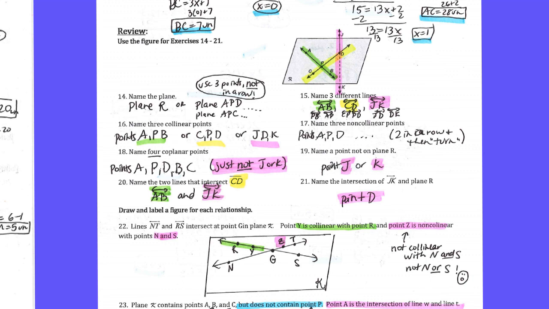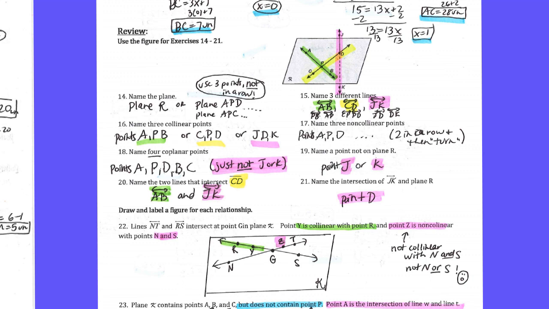3 collinear points. There are 3 options for what you could do. Okay, if you chose the green line, you could do A, P, and B, or the yellow, or whatever. You'd say points, and so on. Non-collinear points. Pick 2 that are in a row and 1 that turns a corner. So you've got a lot of options. So APD, I go AP, oh, turn a corner to make D. So 3 non-collinear, they're not in a row.